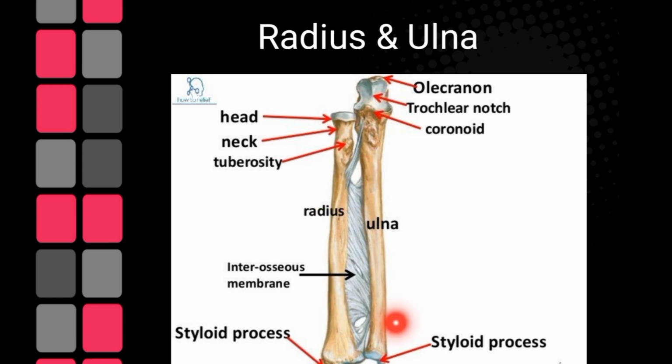This is radius, ulna, and the membrane between them is the interosseous membrane. Here is the styloid process of radius. Here is the styloid process of ulna. This is the head, neck and tuberosity of radius, and as we have already discussed, olecranon, trochlear notch and coronoid process of ulna.